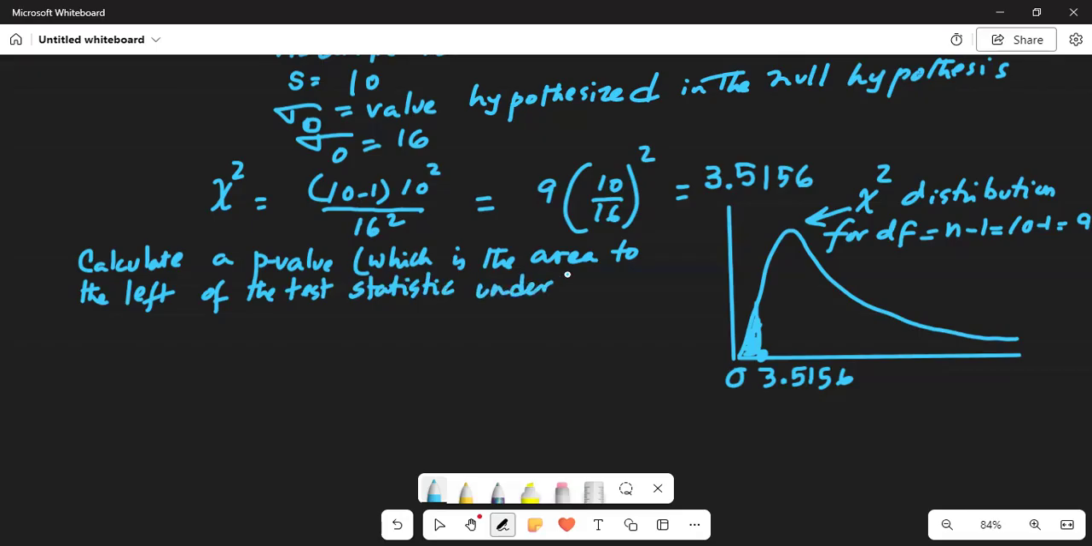Under the chi-square curve, under the chi-square distribution, for df equal to 9. Okay, so how will I do that? Use TI-84.